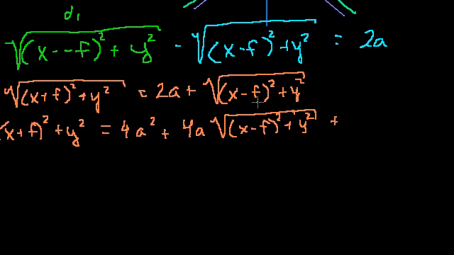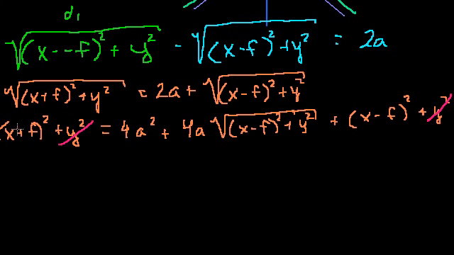So that's equal to, you just get rid of the radical sign. That's equal to (x − f)² + y². And already it looks like there's some cancellation that we can do. There's a y² on both sides of this equation, so let's just cancel those out. Subtract y² from both sides of the equation.